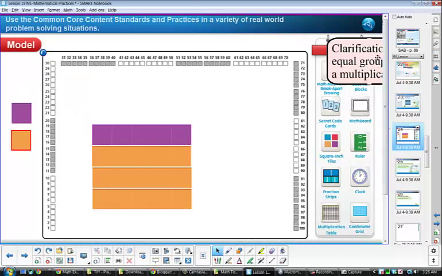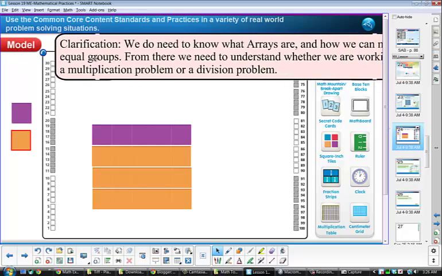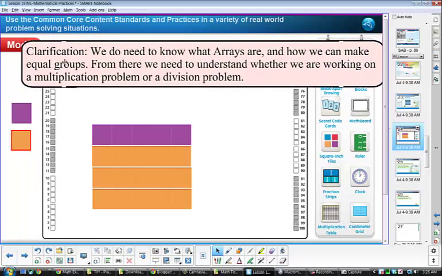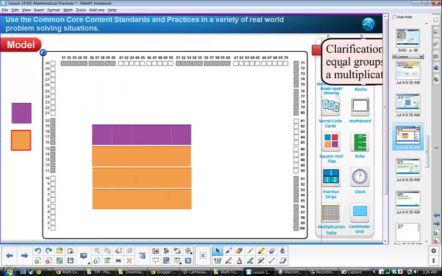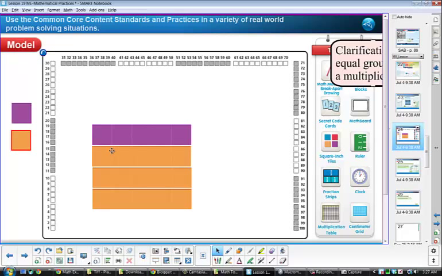Critical on this was a note that I found from my notes from last year. I found this note that I wrote. Clarification. We do need to know what arrays are and how we can make equal groups. From there, we need to understand whether we are working on a multiplication problem or a division problem. When you go to do problem solving, check, is it going to be an array?